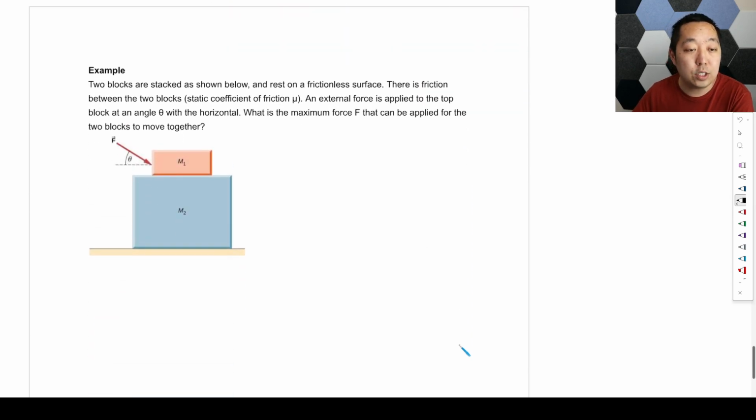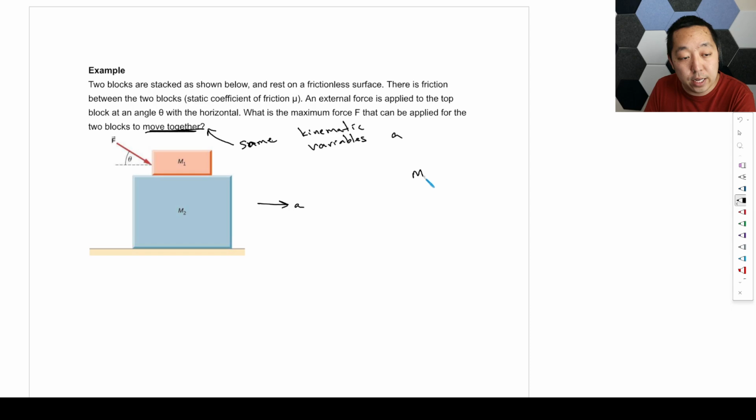Okay, two blocks are stacked below and rest on a frictionless surface. There's friction between the top two blocks, static coefficient of friction mu, and an external force is applied at the top block at an angle theta. What is the maximum force that can be applied for the two blocks to move together? Move together in this case means they're going to have the same acceleration, same kinematic variables, because they're going to have the same motion. In particular the acceleration. So they're both going to accelerate to the right with acceleration A.